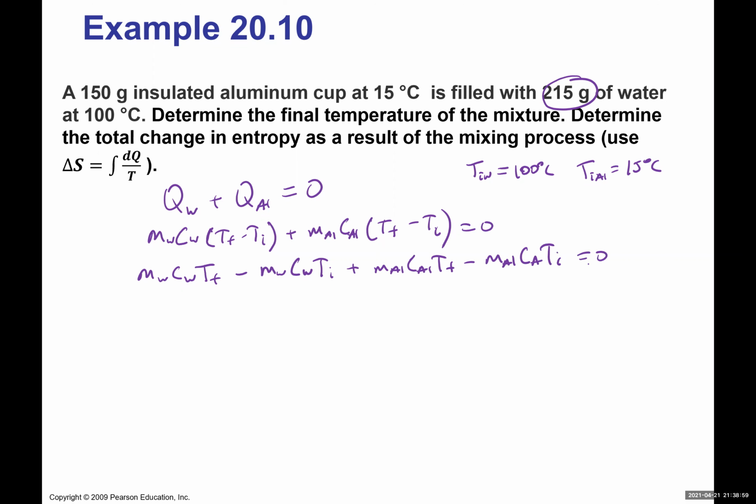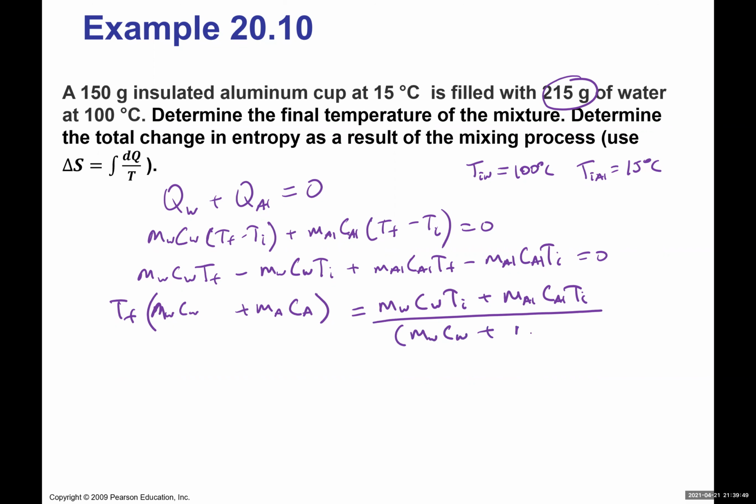Now, we just keep the terms that have T final and move the other terms that have T initial to the other side. That means mass of water, specific heat of water, T final, plus mass of aluminum, specific heat of aluminum, T final, equals mass of water, specific heat of water, T initial, plus mass of aluminum times specific heat of aluminum, T initial. Okay. Then here we factor out T final. So if you factor out T final, then we can divide both sides by the sum of mass of water times specific heat of water plus mass of aluminum times specific heat of aluminum. That means divide both sides by this. Okay. And then we can calculate basically the final temperature.